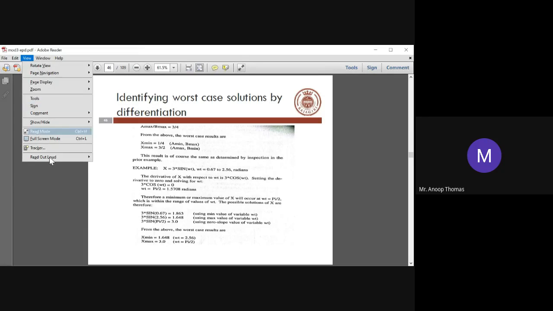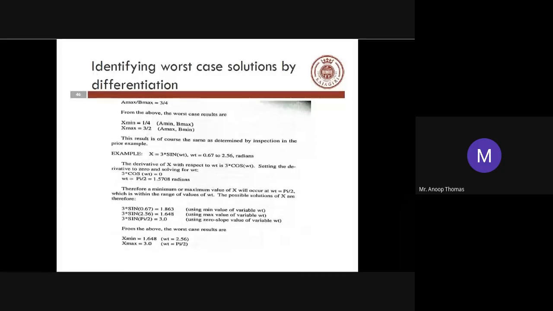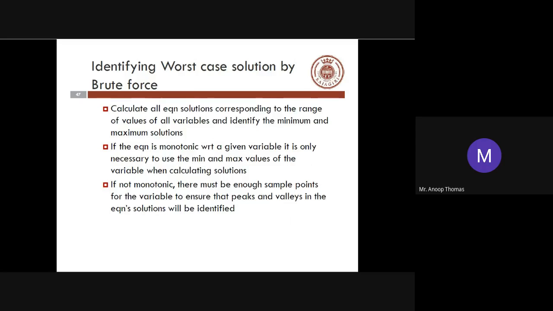continue with our presentation. So that was okay. So the idea is you use your mathematical skill set to identify the minimum and maximum value. You either directly get the minimum and maximum values, or you use differentiation to find out your minimum and maximum value. So simple inspection and differentiation were used to calculate these kinds of values. Another method is to use brute force. Just give values to each of these variables and then identify which is the minimum value for the equation corresponding to the range of values of all data.